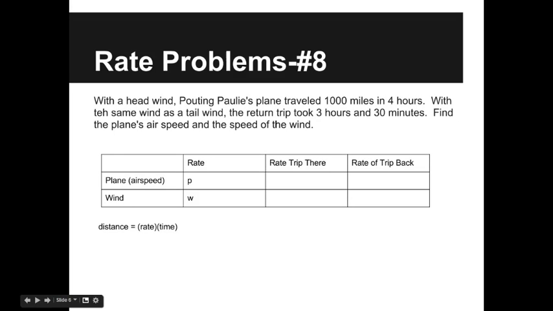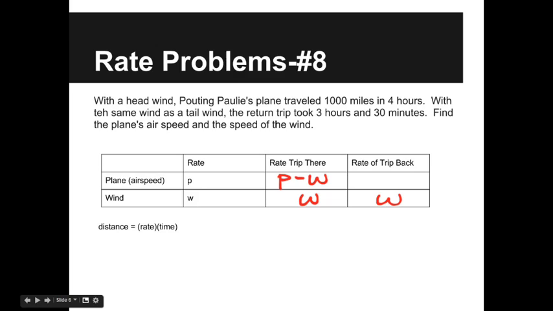What does it mean to have a headwind? It's going against you. So you're going faster or slower? Slower. All right, so it's working against you. So you have the rate of the plane, and then you have to take away the wind. All right? We're going to assume that the wind is constant, which might not be a great assumption, but we're going to assume that.